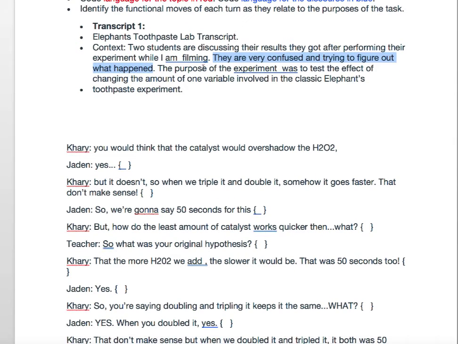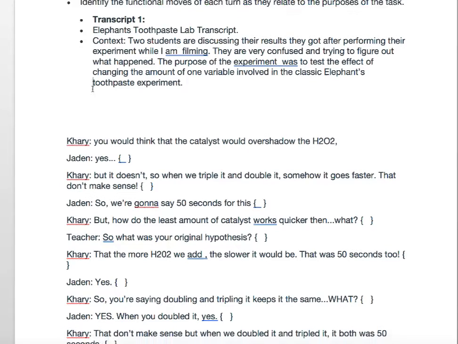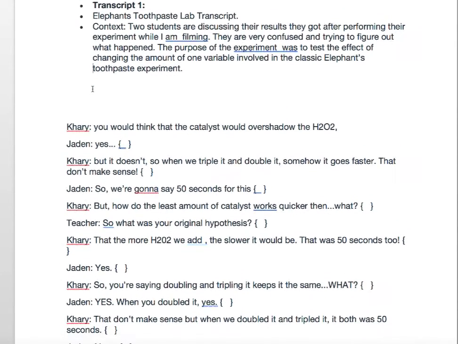Okay. The purpose of the experiment was to test the effect of changing the amount of one variable involved in the classic elephant's toothpaste experiment. I am excited at the idea that elephants brush their teeth in the first place, but there we are.